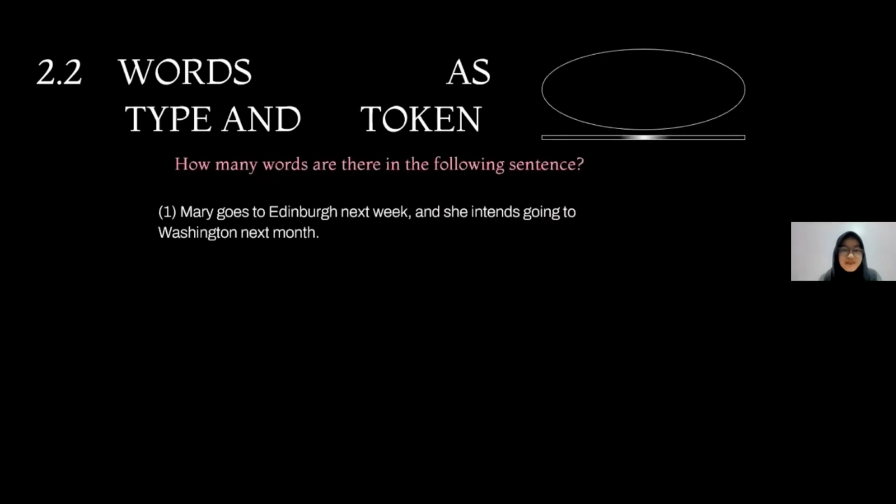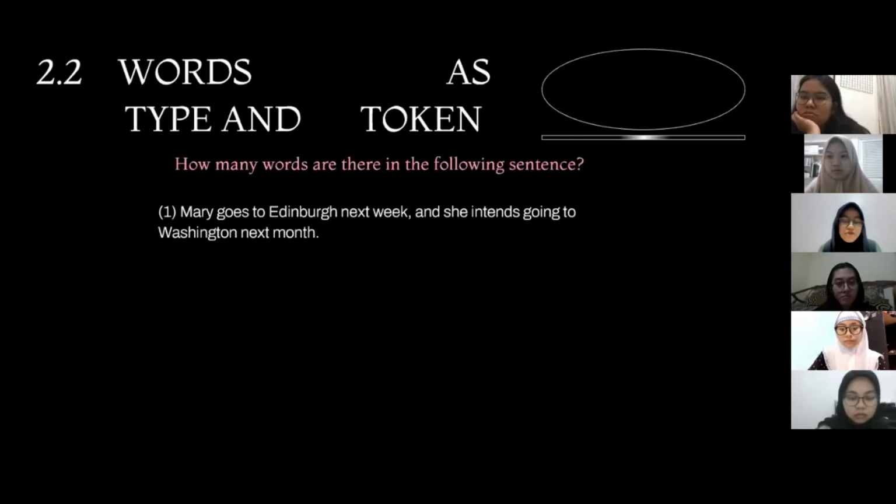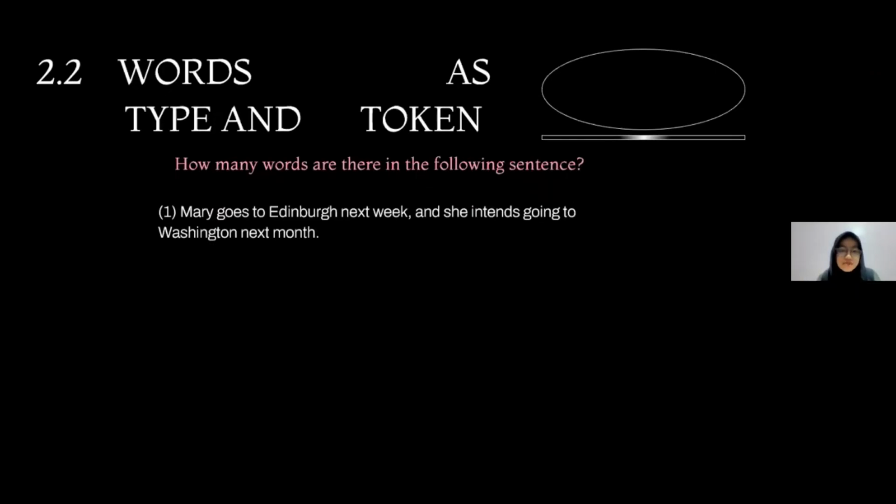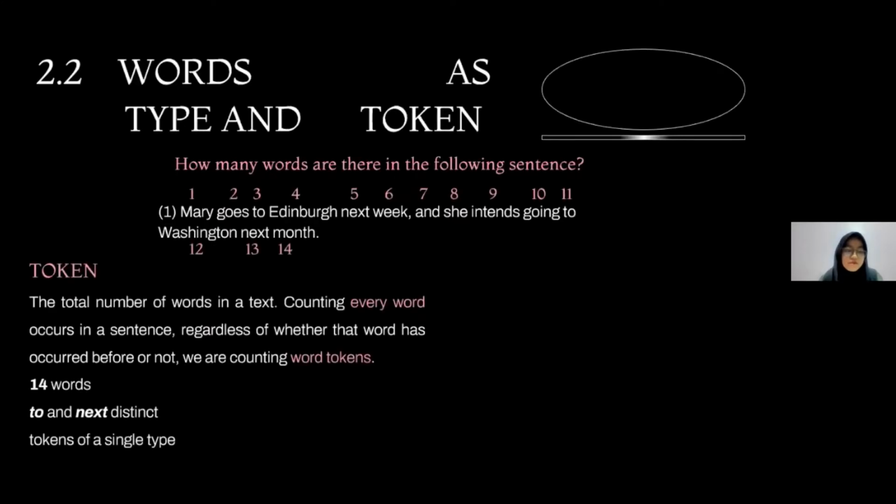2.2 Words as type and token. How many words are there in the following sentence? Mary goes to Edinburgh next week and she intends going to Washington next month. The first one is token. Token means the total number of words in a text, counting every word that occurs in a sentence, regardless of whether that word has occurred before or not. We are counting word tokens. If we count word tokens in the sentence above, we count 14 words.